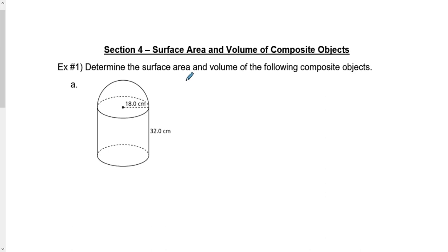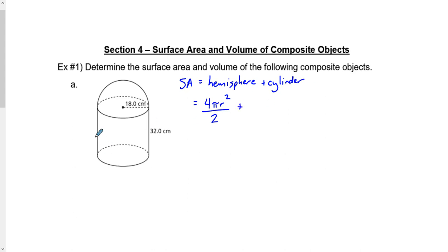So if we want to find the surface area, we'd have to take the hemisphere and add the cylinder. So we have two parts that we really have to do. For the hemisphere, our formula is 4 pi r squared, but because it's only half of it, we'd have to divide it by 2.